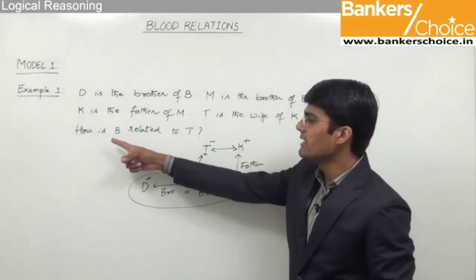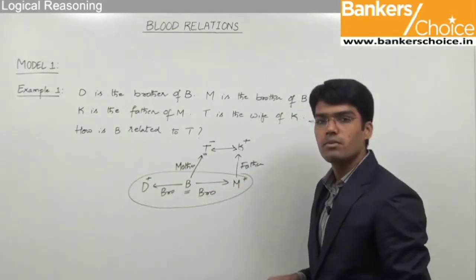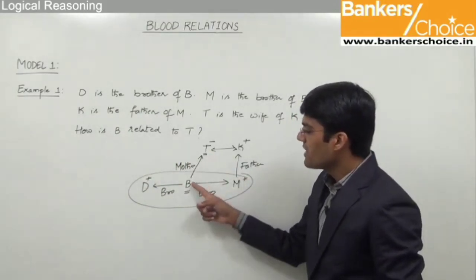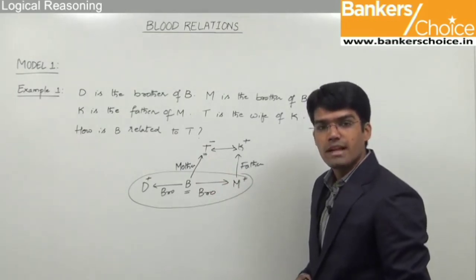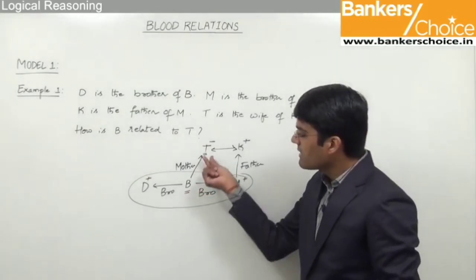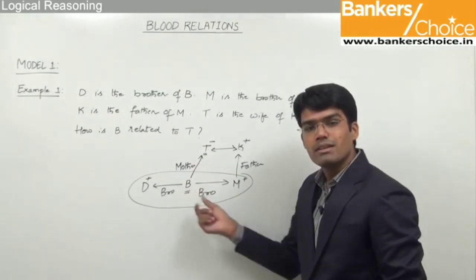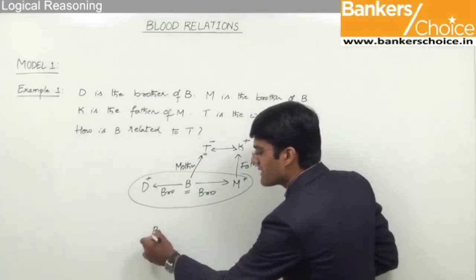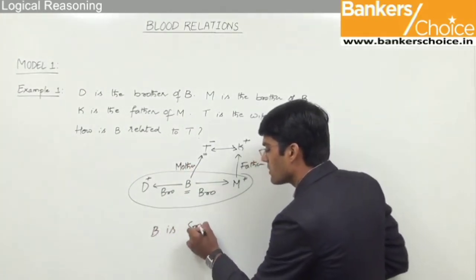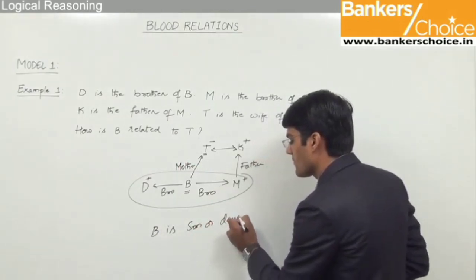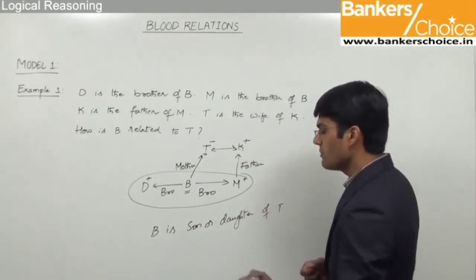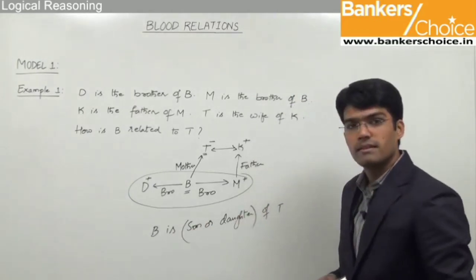If we see the question here, it is how is B related to T? We know that B's mother is T, but the gender of B is not known to us. That means B can be either the son of T or the daughter of T. So here we can say that B is either son or daughter of T. So the answer here should be son or daughter.